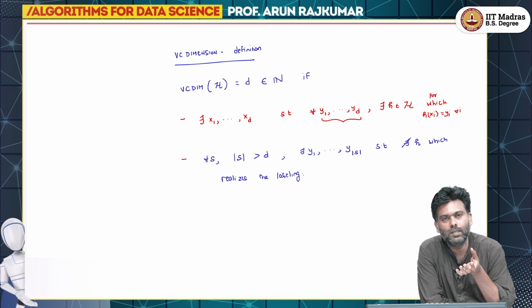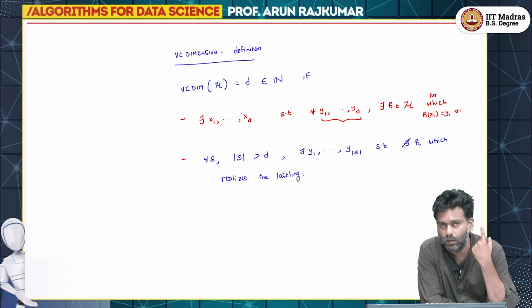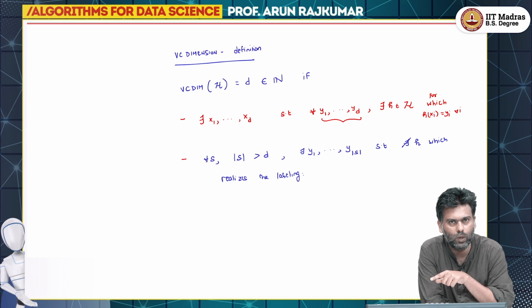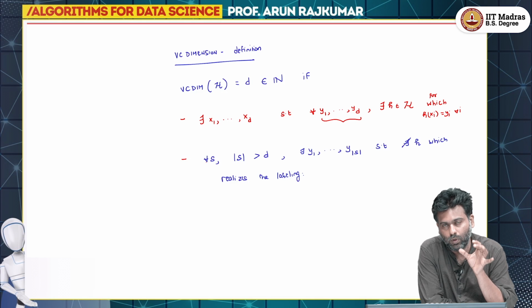The first statement is saying that whenever somebody is intelligent about it, there exist x1 to xd, which means that you have intelligently picked x1 to xd such that no matter how I give the labels y1 to yd, you can produce a classifier. There is a classifier h such that h of xi is yi. That is rule number 1.